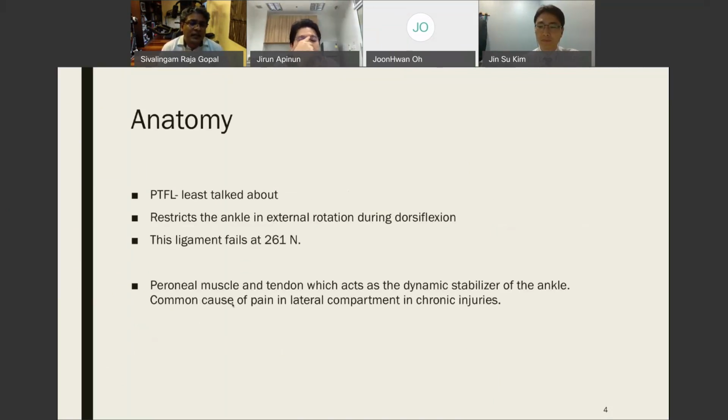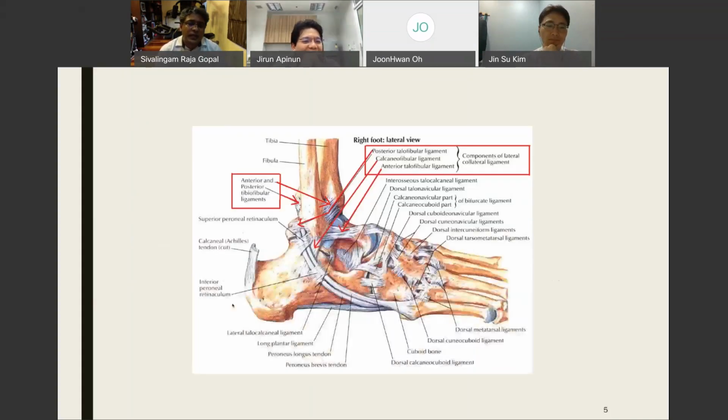PTFL, the least talked about, restricts the ankle in external rotation during dorsiflexion, and it fails at about 261 newtons. And the other part we need to pay attention to is the peroneal muscles and tendons, which play a role as a dynamic stabilizer for the ankle. This has to be assessed as well. This is a basic picture showing the anatomy of the AITFL, PITFL, ATFL, and CFL ligaments.